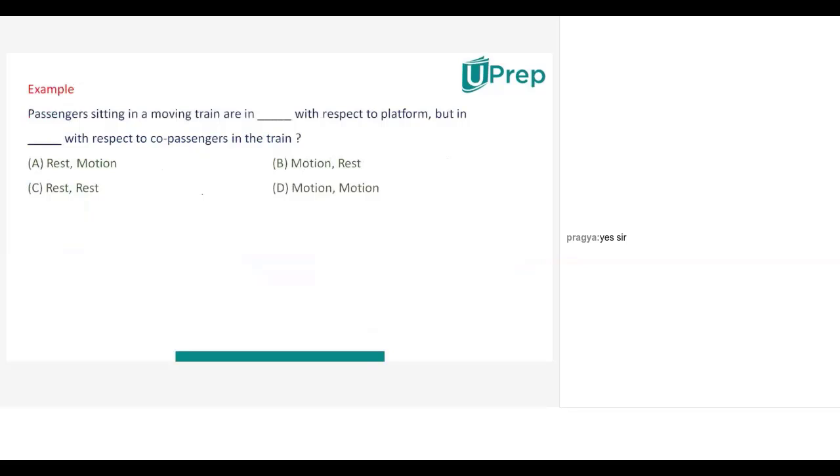So are the state of rest and state of motion absolute or relative? Generally, our answer will be relative. It is not absolute, it is relative. So relative means you can't say perfectly whether the object is in a state of rest or motion.